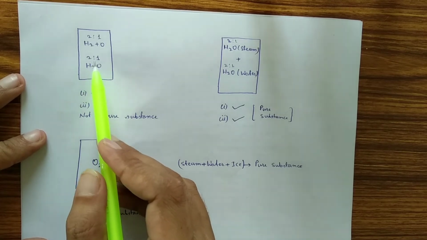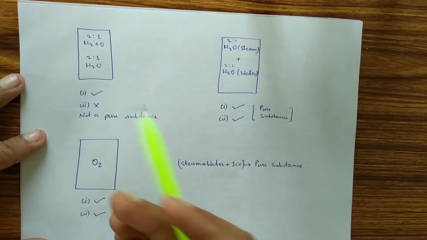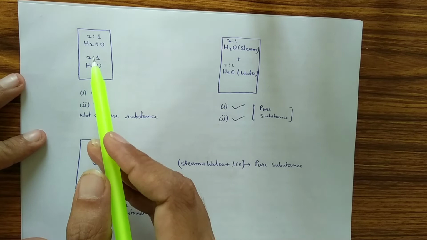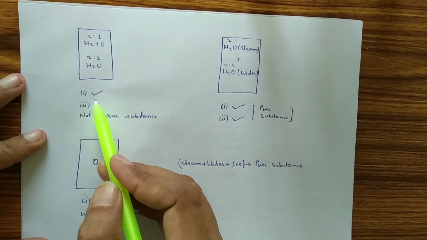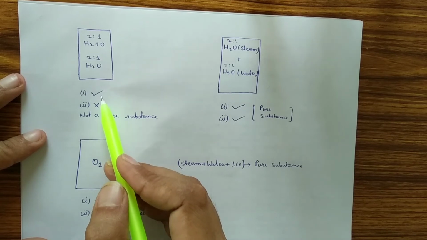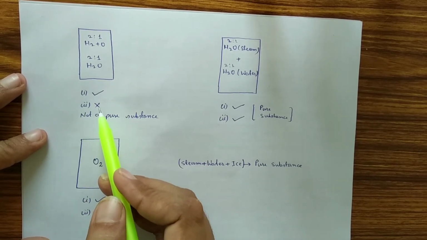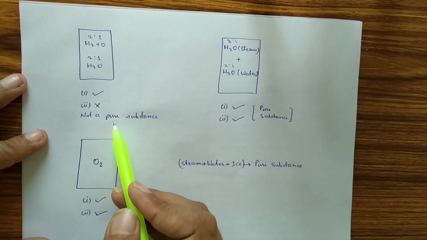So these have different chemical combinations. So this is not homogeneous in chemical aggregation. So this is satisfying one condition, that is homogeneous in chemical composition, but not homogeneous in chemical aggregation. So it is also not a pure substance.